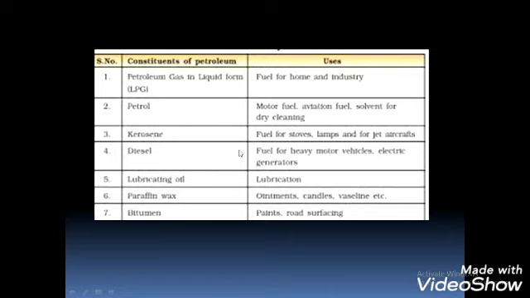Third one, kerosene: fuel for stoves, lamps and for jet aircraft. Fourth one, diesel: fuel for heavy motor vehicles and electric generators. Fifth constituent is lubricating oil, for lubrication. Then paraffin wax, for use in ointments, candles, Vaseline, etc. Seventh one, bitumen, used for paints and road surfacing. These are the 7 constituents of petroleum and their uses.